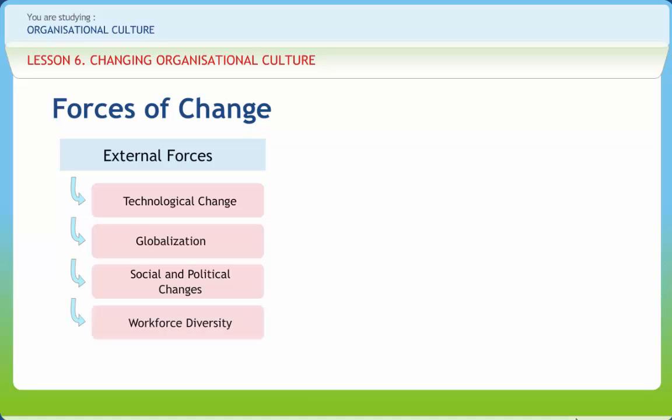Workforce diversity is a result of globalization. Workforce diversity is a powerful force for change in organizations. The need to manage ethical behavior and corporate responsibilities has brought about several changes in organizations. Now, we will discuss the internal forces.